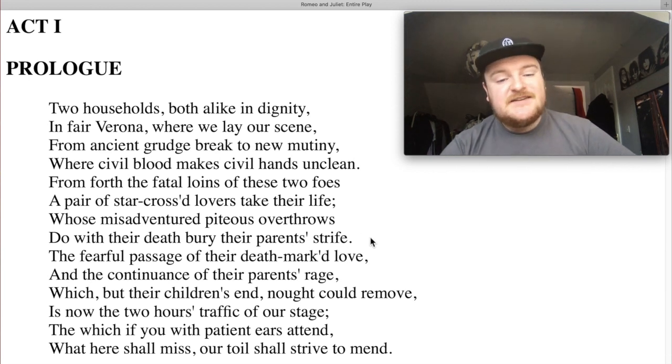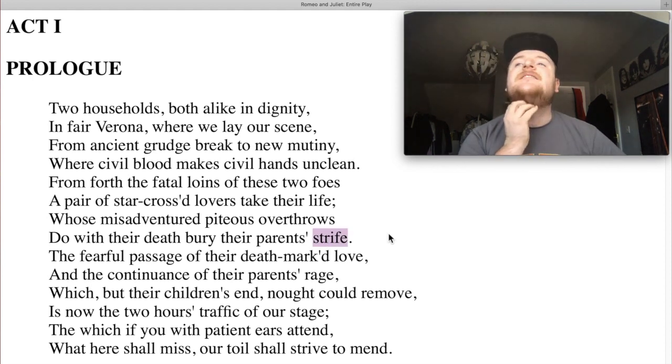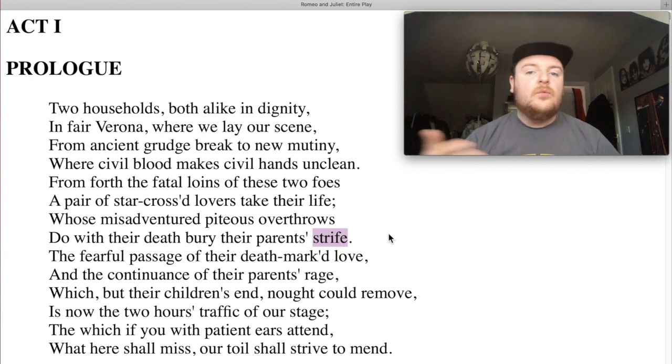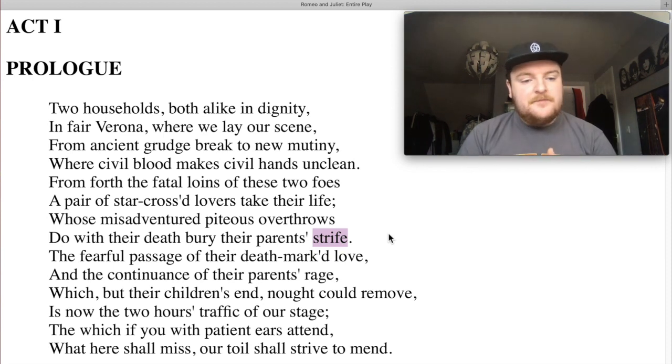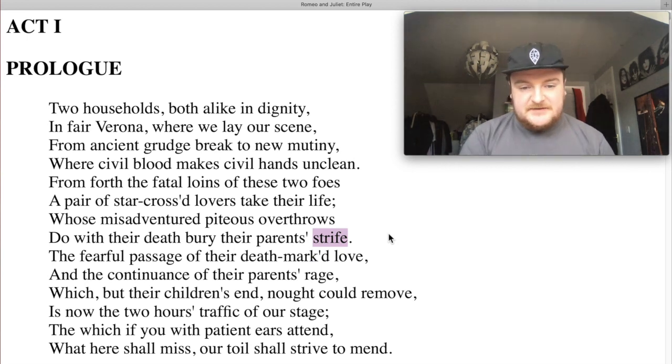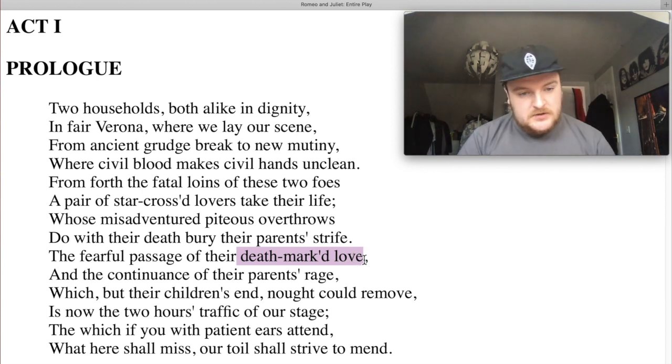"Do with their death bury their parents' strife." Now, strife is basically a disagreement, an argument, a war, some kind of conflict. "The fearful passage of their death-marked love." So we've got not one, not two, not three, but four shadowing right there.